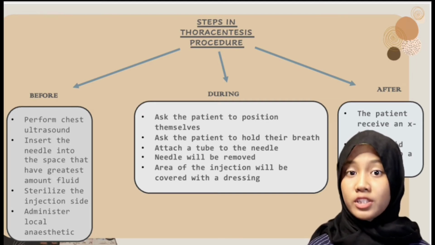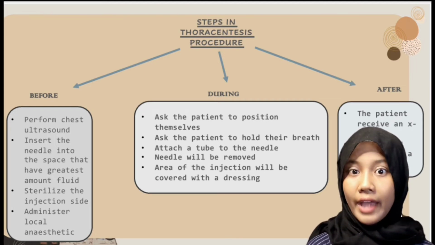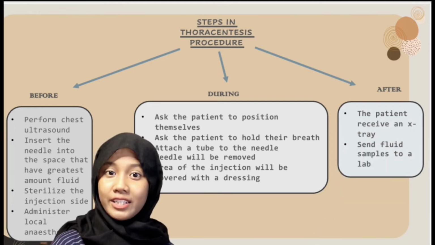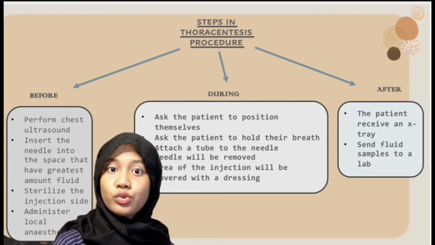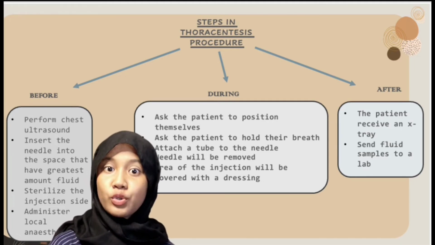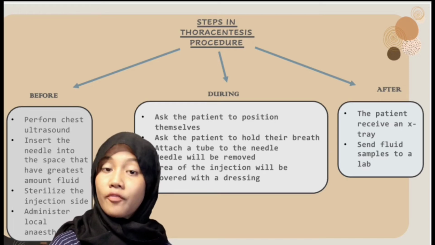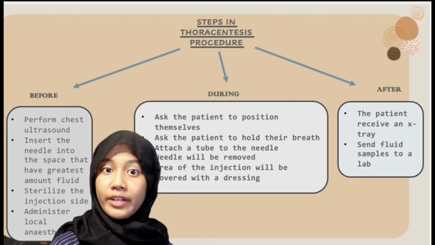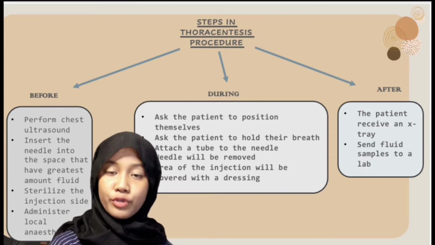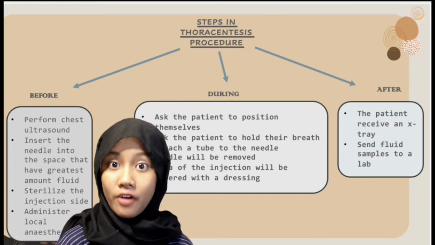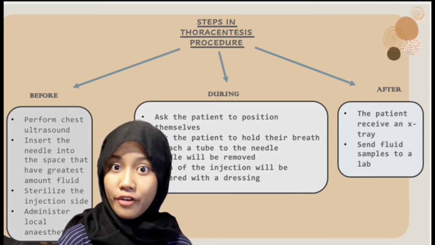At the end of the procedure, the needle will be removed and the area of injection will be covered with a dressing. After the procedure, the patient will receive an X-ray to check that the procedure was a success. The doctor will send a fluid sample to a lab to help identify the causes of the pleural effusion. The results will help the doctor make an accurate diagnosis and provide appropriate treatment. Thoracentesis is a relatively simple procedure that involves using a needle to remove fluid from the pleural space.